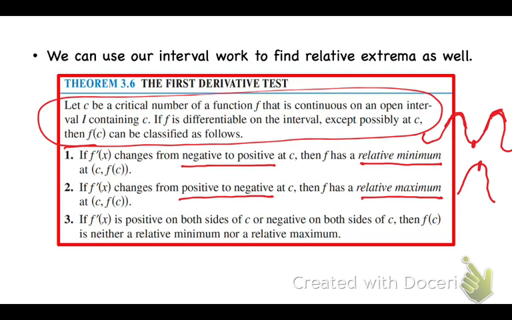Now, if both sides are negative, then it's neither a minimum or maximum. That makes sense, correct? Yes. It means you probably put a point in there, or it could be an excluded value that was a critical number, correct? So if there was an asymptote, could they both be the same on both sides? Yes. So we can use this to tell me whether something's a relative min or max. The next part, we're going to do the exact same thing, and then we're going to evaluate our conclusion and tell whether it's a min or max.